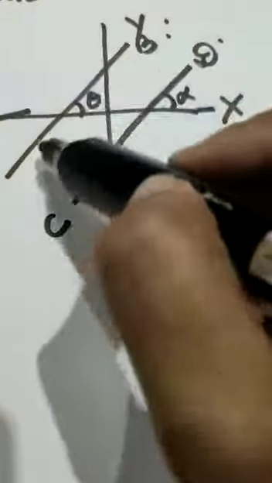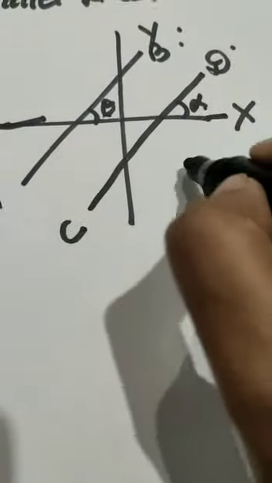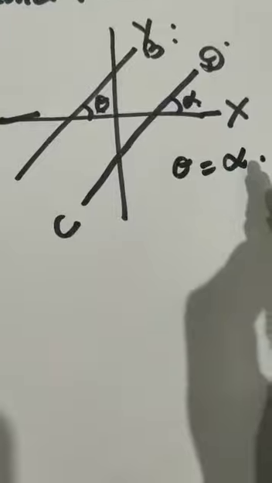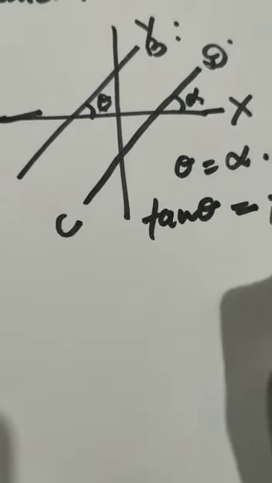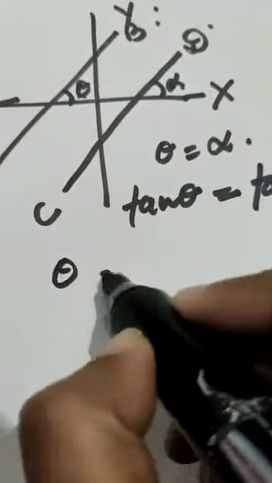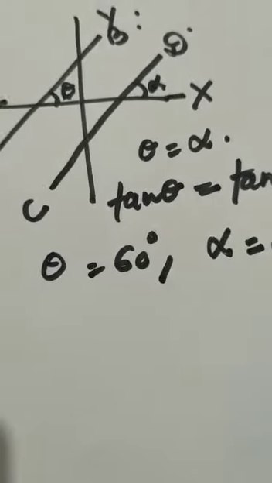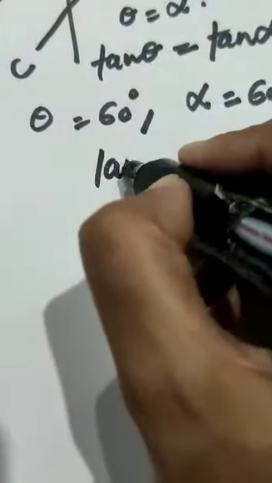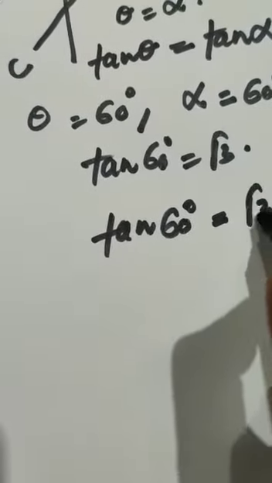Now look, these two are parallel lines. If these two are parallel lines, it means these angles will be equal because these are corresponding angles. So theta is equals to alpha. If angles are equal, it means slope tan theta is equals to tan alpha, because suppose theta is equals to 60 degree, alpha is also 60 degree. So tan 60 is under root 3. In the same way, alpha is also 60, tan 60 is under root 3.